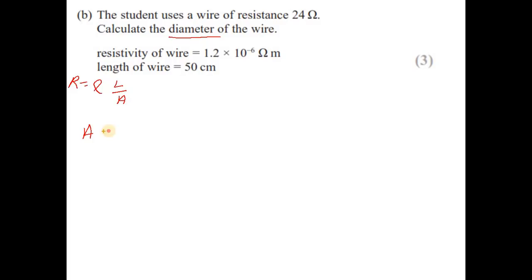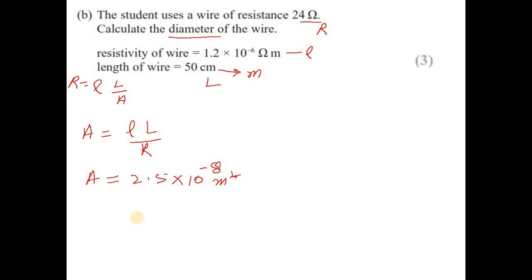So A is equal to rho L by R, and you have a resistivity which is 1.2, length 50 centimeter. Don't forget this conversion into meter. R is the resistance, 24 ohm. So this is your R, this is your length after converting to meter, and this is your resistivity. If you plug in all the values here and do your working, the area would be 2.5 × 10 raised to the power minus 8 meter square.